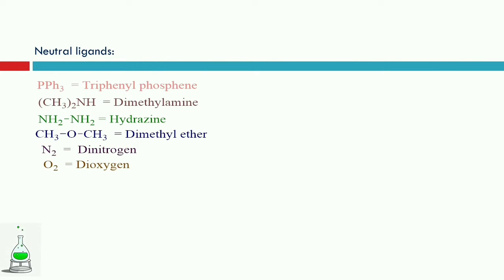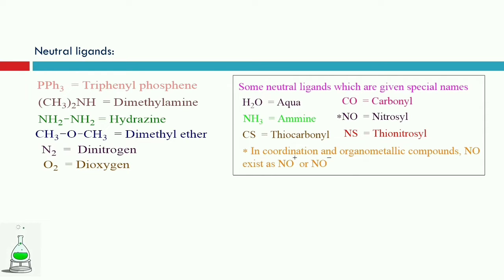Next, here I have mentioned some neutral ligands. PPh3 is called triphenylphosphine, and (CH3)2NH is dimethylamine, N2H4 is hydrazine, and CH3OCH3 is dimethyl ether, N2 is simply dinitrogen, and O2 is simply dioxygen. But there are some neutral ligands which are given special names.